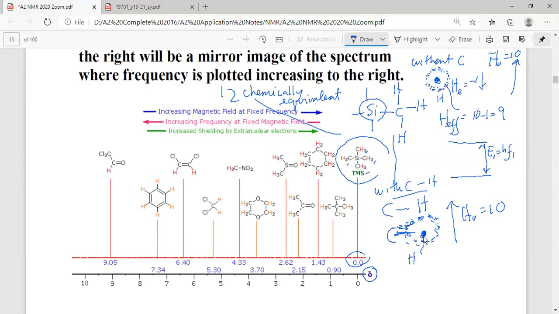So the field created by the electron here will be less than 1. Maybe it's 0.9, because the electron is being pulled away by the carbon. Why? Carbon is more electronegative than hydrogen. So there's less electron here, and the field that's against the external field is 0.9. So what is the effective field felt by the proton? It will be 10 minus 0.9, which is 9.1, bigger than 9.